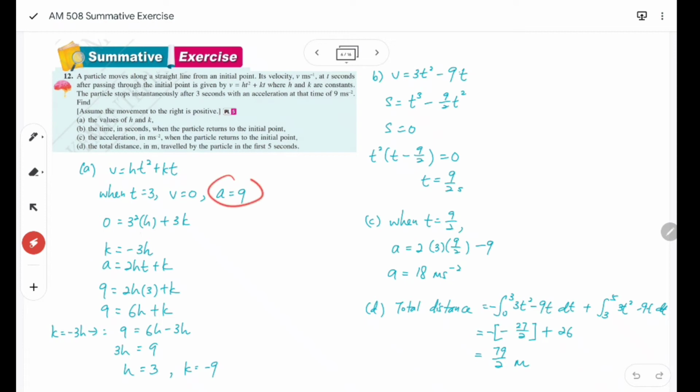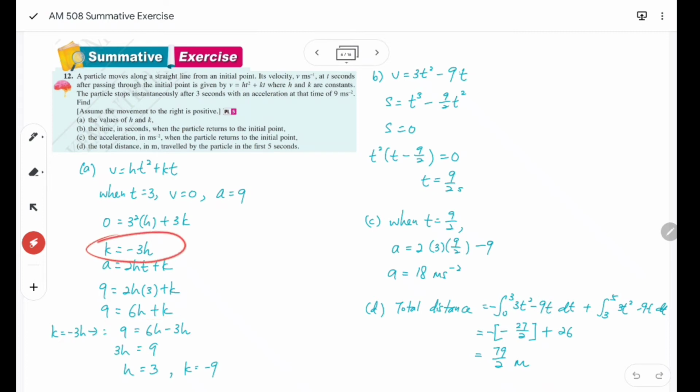And then from the acceleration function, we know a equals 9 when t equals 3. So we need to get the acceleration function from the velocity function by differentiating. So a is actually 2ht plus k. And when t equals 3, a equals 9, we get 9 equals 6h plus k.